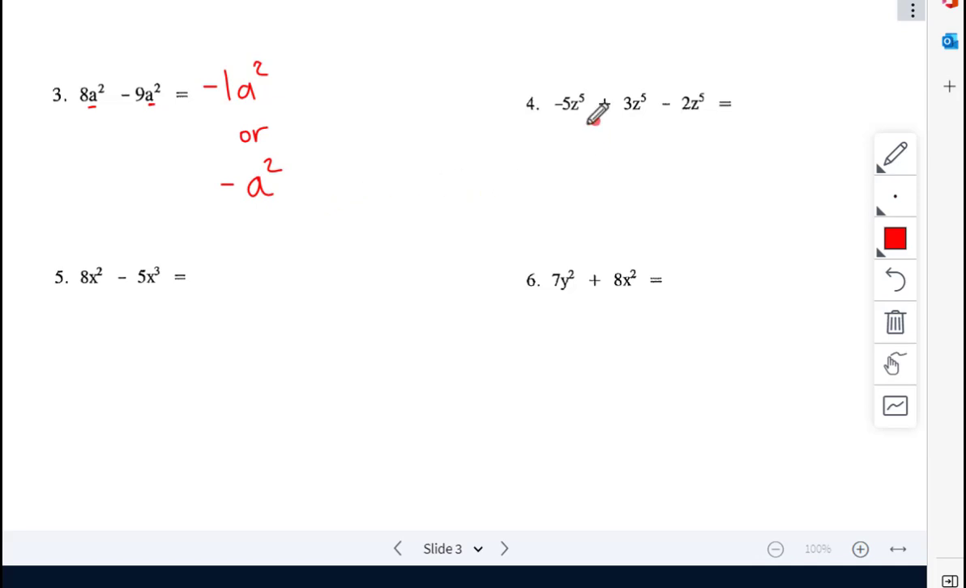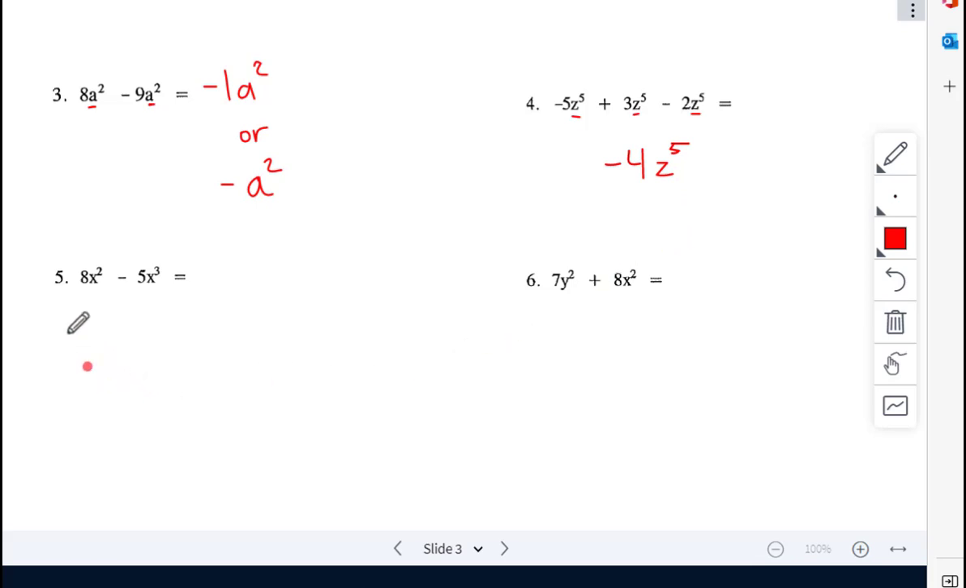Next, let's take a look at our literal coefficients here. Z to the power of 5, Z to the power of 5, Z to the power of 5. So we can collect our like terms here. So negative 5 plus 3 minus 2. That'll give me negative 4 Z to the power of 5.